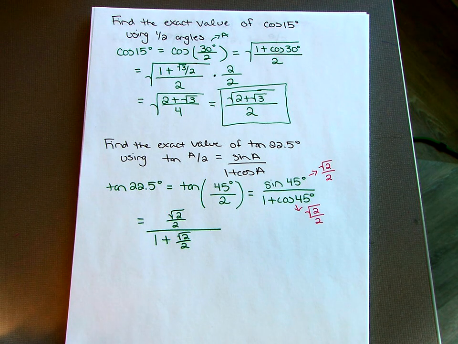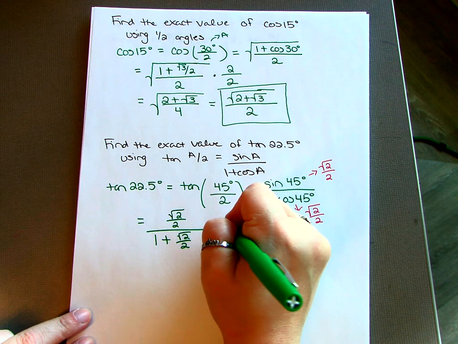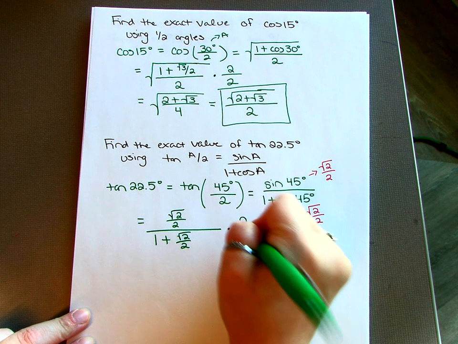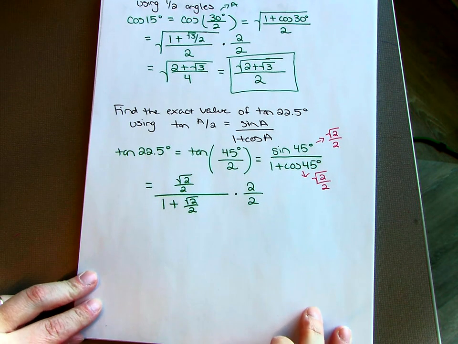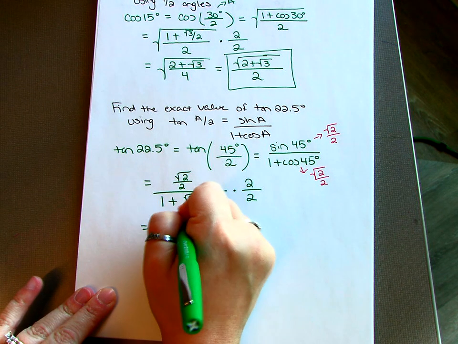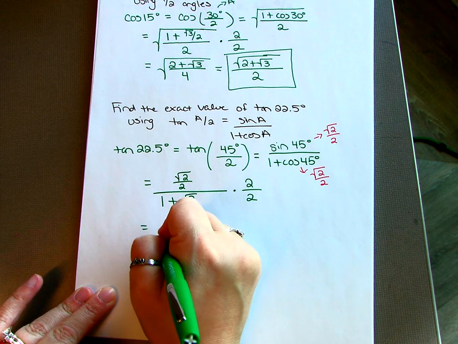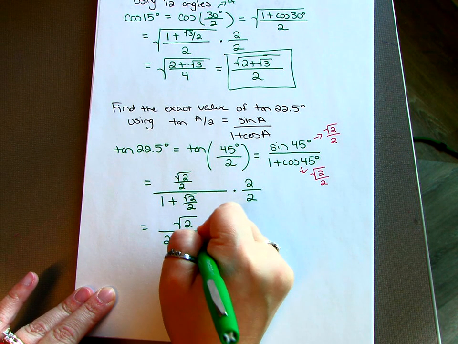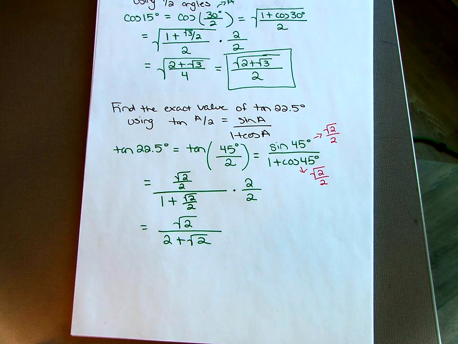Now I've got fractions and a fraction again. So I'm going to multiply the top and the bottom by 2 to get rid of those fractions. Because I don't like having fractions and fractions. That'll leave me with a radical 2 on top with 2 plus radical 2 on bottom. Now I do have a radical in the denominator, which is a problem. So I need to rationalize the denominator. How do I do that since I have a binomial in the denominator?